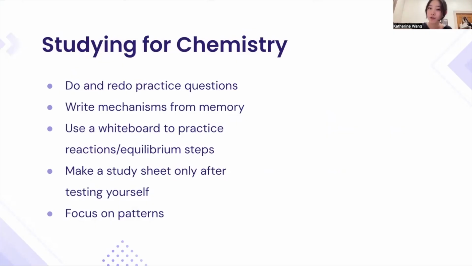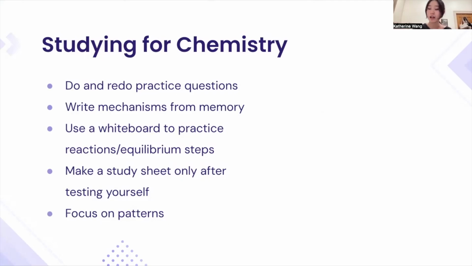So first I want to go into what studying for chemistry might look like. I'm currently in Chem 143, and throughout the chem sequence, I found that probably one of the most important things is to do and redo the practice questions. This means redoing any practice problems they give you, any worksheets or tutorials, and then definitely the practice midterms as well. When you get into OChem and biochem, you're also going to be learning a lot of mechanisms.